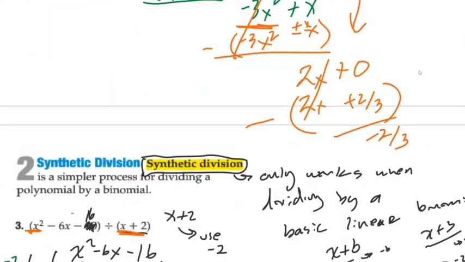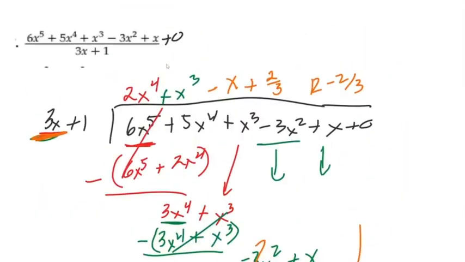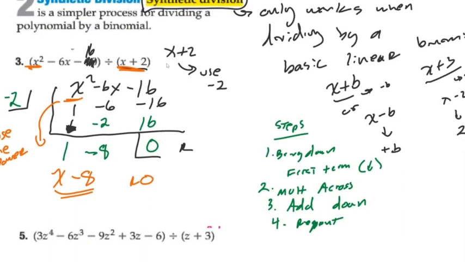Now, the good thing about factoring is it's fast, but it doesn't always work, like with primes. Long division is the only one that works no matter what. Long division is always going to work. It's a little long, though. Synthetic is like a happy medium where, oh, we're dividing by a basic linear term.